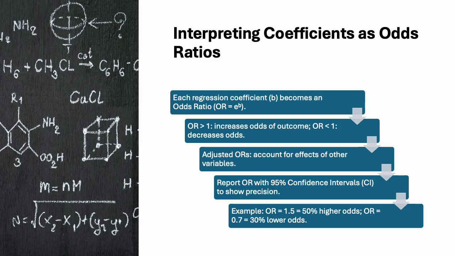So, interpreting the coefficients as odds ratios. Once we have the coefficients, we convert them into odds ratios by exponentiating them. If an odds ratio is greater than 1, it means the variable increases the odds of the outcome. Less than 1 means it's protective or reduces the odds. We can also include the 95% confidence intervals, which tells us the range we can be 95% confident the true odds ratio lies in. So if an interval crosses 1, it is not statistically significant.